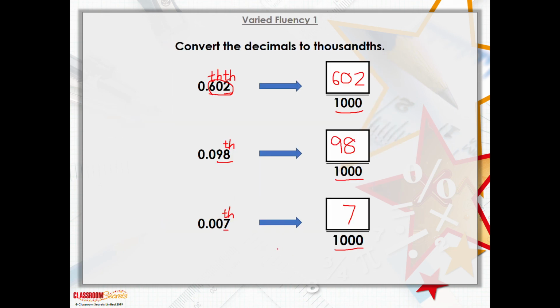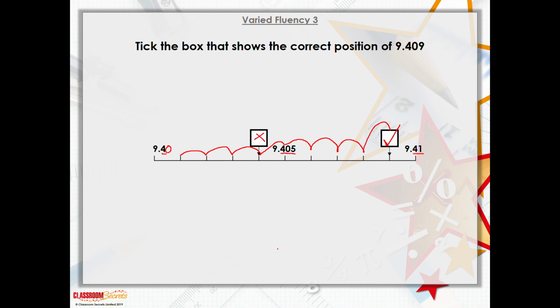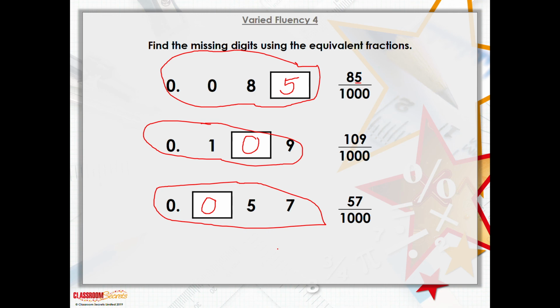So there are your activities for today's lessons. First of all, converting decimals into fractions. Then perhaps a true or false question. Make sure you label place value headings where you need to. Then perhaps a number line asking you to tick where the number should go. Please make sure you think about what's going on and how the scale is moving. Use what's there. And then finally, using the fractions, can you fill in the missing digits to make those decimals correct?